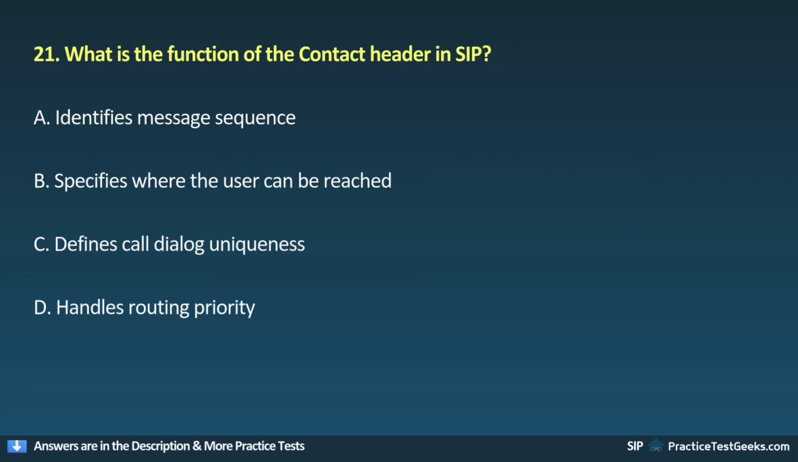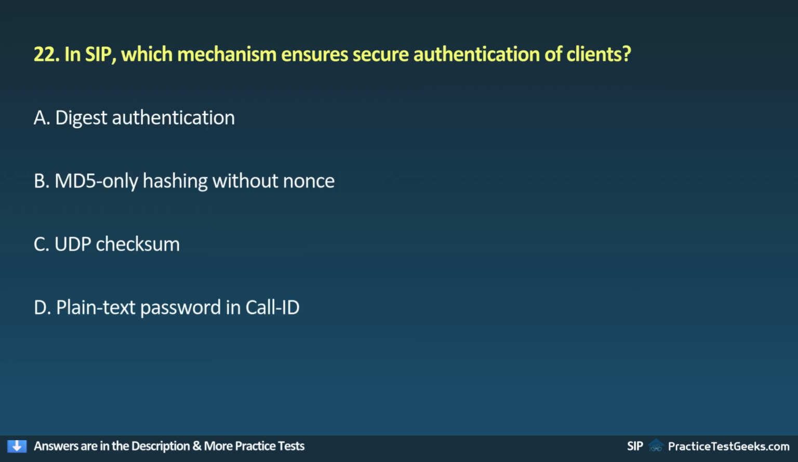21. What is the function of the Contact header in SIP? A. Identifies message sequence. B. Specifies where the user can be reached. C. Defines call dialog uniqueness. D. Handles routing priority.